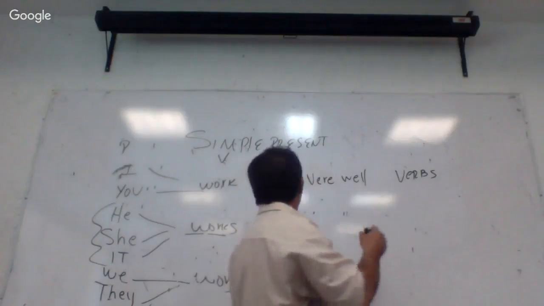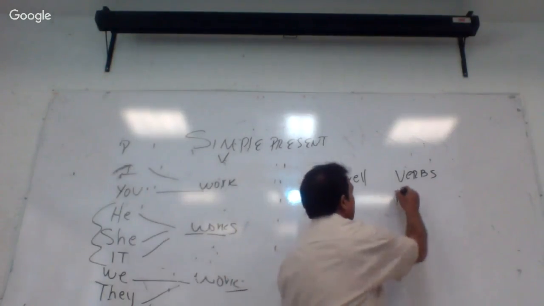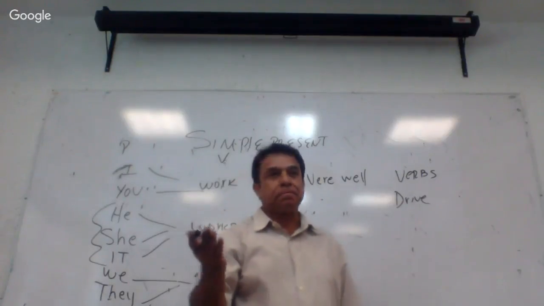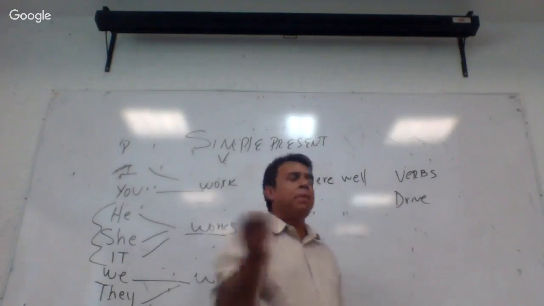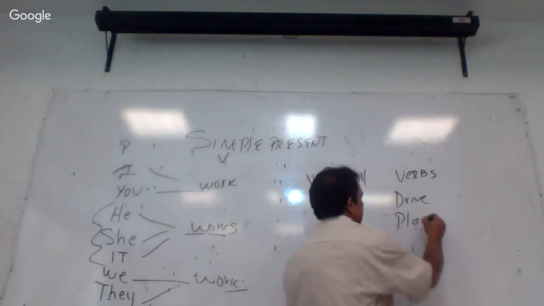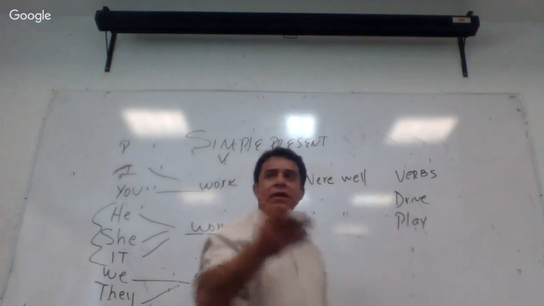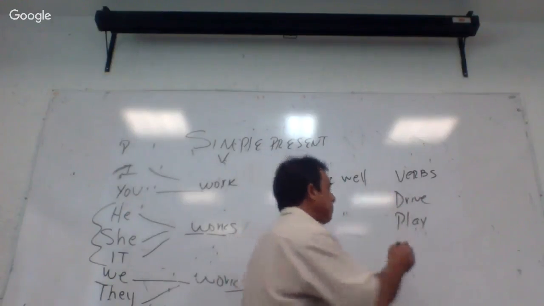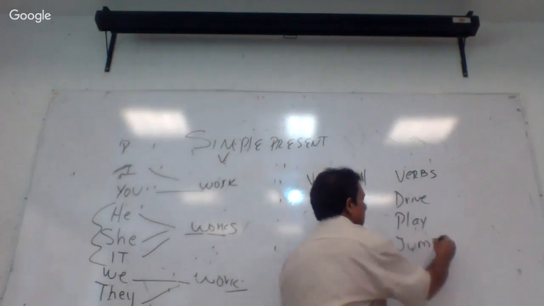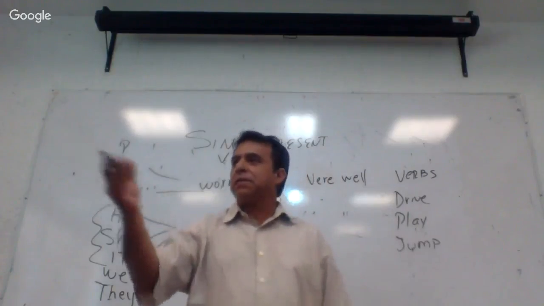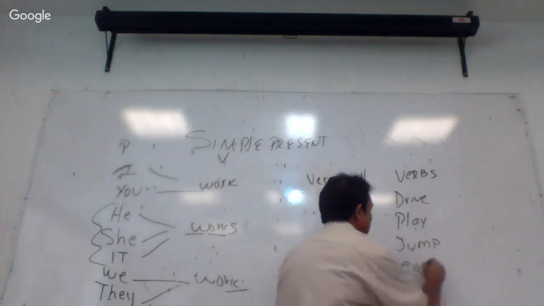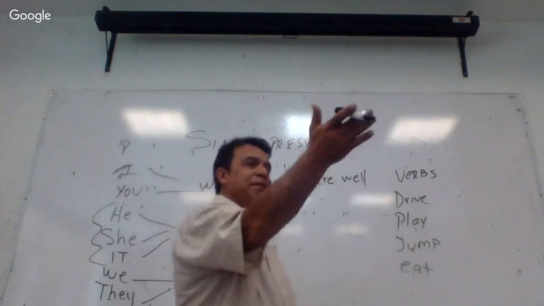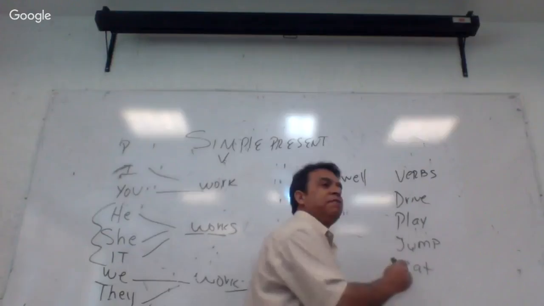Number one, other verbs will be of course, for example, drive. Other is what? Play, excellent. Other one. Jump. Vanessa? Jump. Yeah. And other one? Eat. I'm hungry. Okay. And only one more. Finish. Yes.